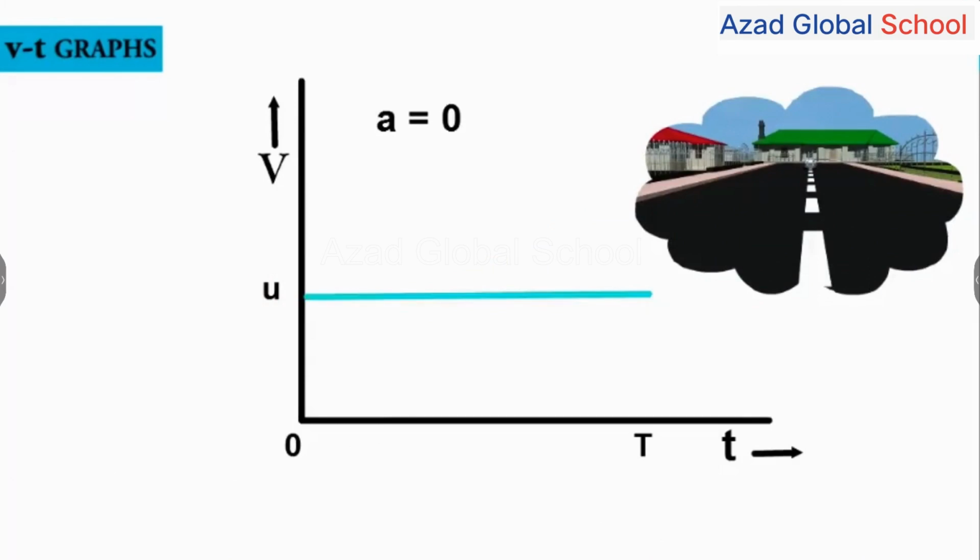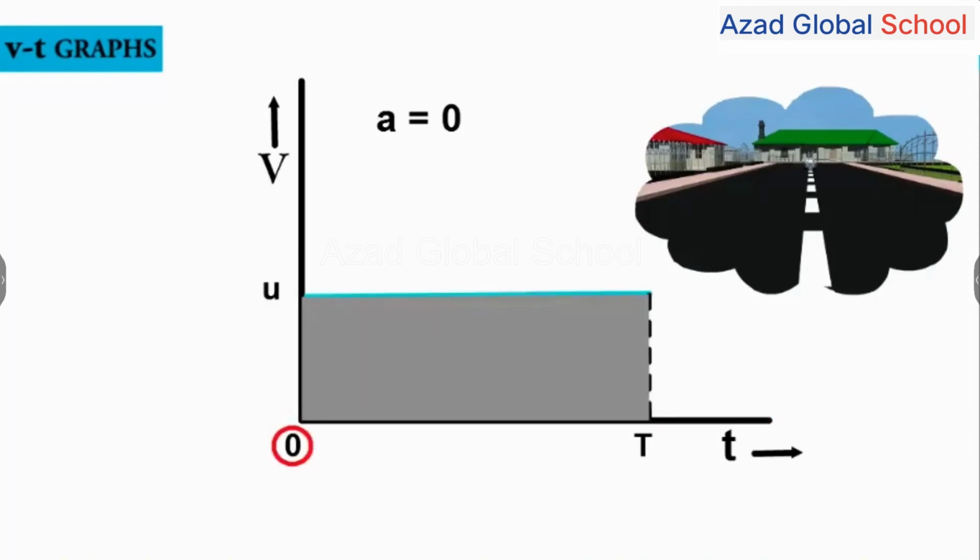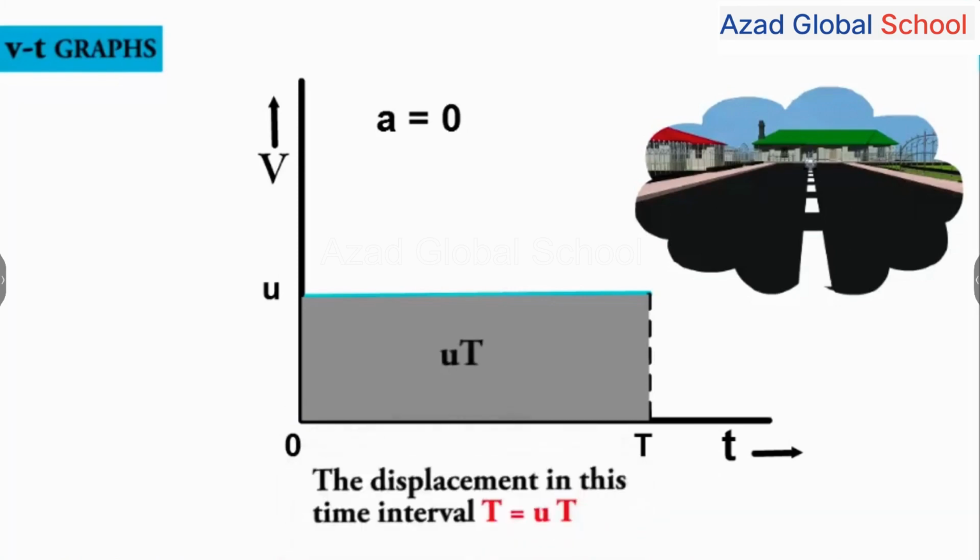The vt curve is a straight line parallel to the time axis, and the area under it between t equals 0 and t equals t is the area of the rectangle of height u and base t. Therefore, area is equal to ut, which is the displacement in this time interval.